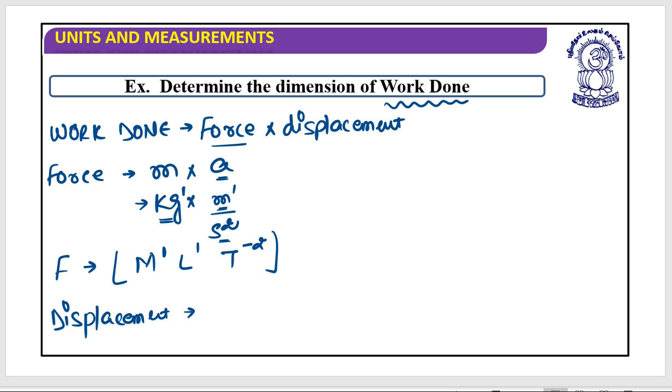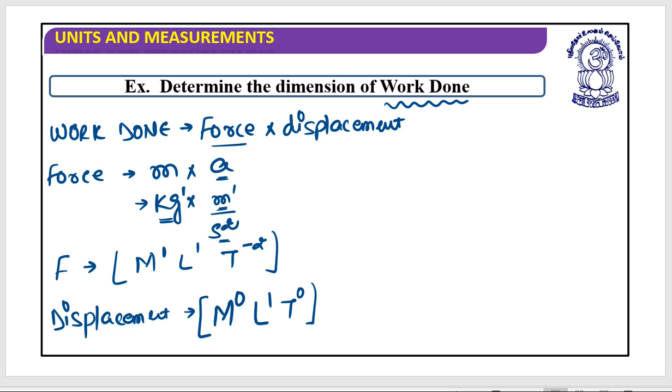Next, displacement. What is it? It is the shortest distance between two points, or rather we can say the shortest distance between origin and destination. So it's in length basically. So we should write it M0 L1 T0.